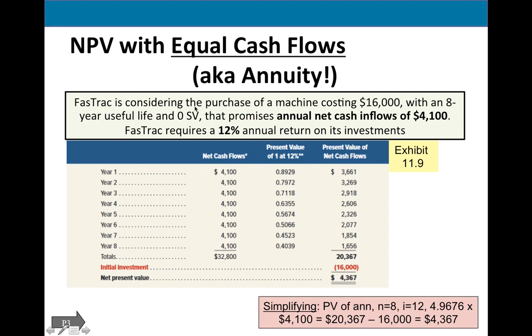So Fast Track is considering the purchase of a machine where we have to spend $16,000 today. It has an 8-year useful life and 0 salvage value.